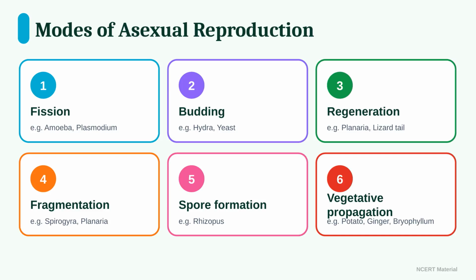Asexual reproduction happens through 6 main modes. Fission, seen in amoeba and plasmodium. Budding, seen in hydra and yeast. Regeneration, seen in planaria and a lizard regrowing its tail. Fragmentation, seen in Spirogyra and planaria. Spore formation, seen in Rhizopus. And vegetative propagation, seen in potato, ginger, and bryophyllum. Let's look at each one closely.